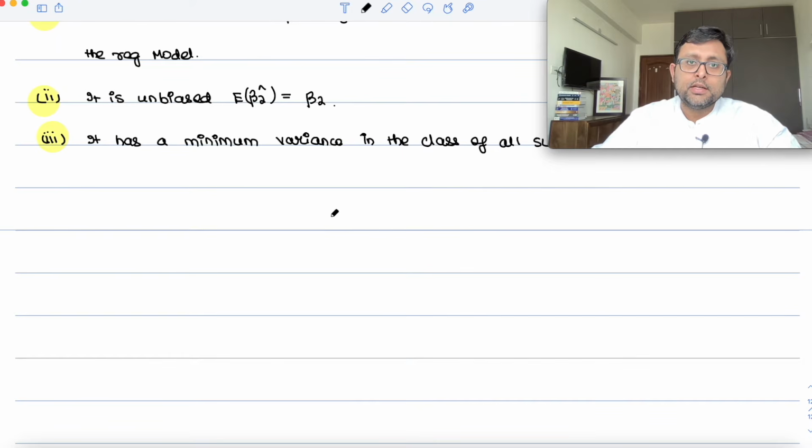And in the next part, I will prove that some other estimator will have a larger variance as compared to the OLS estimator. So the OLS estimator is the best estimator. That is what it is, right? So this is in two parts.